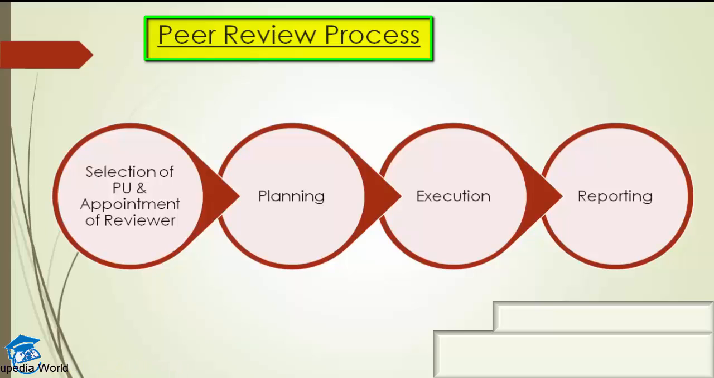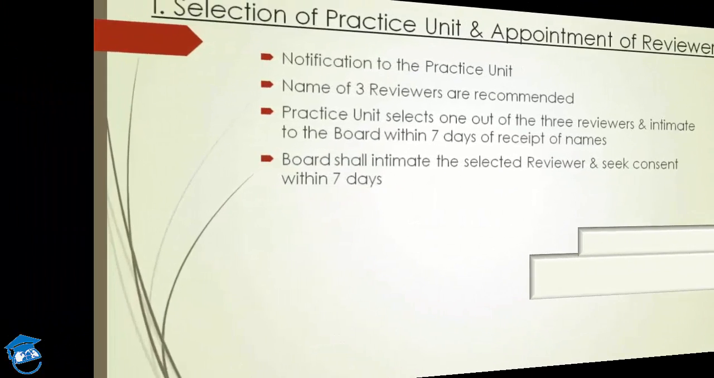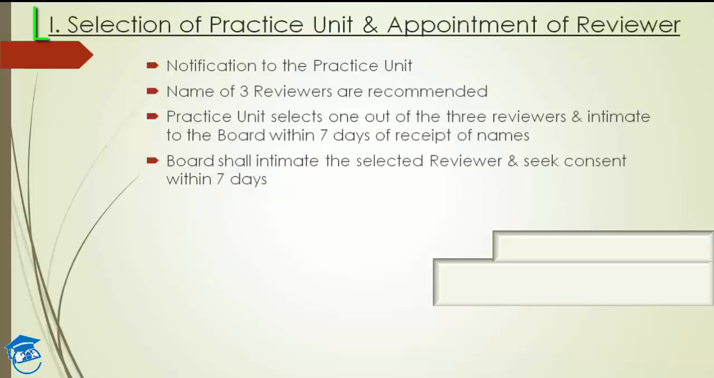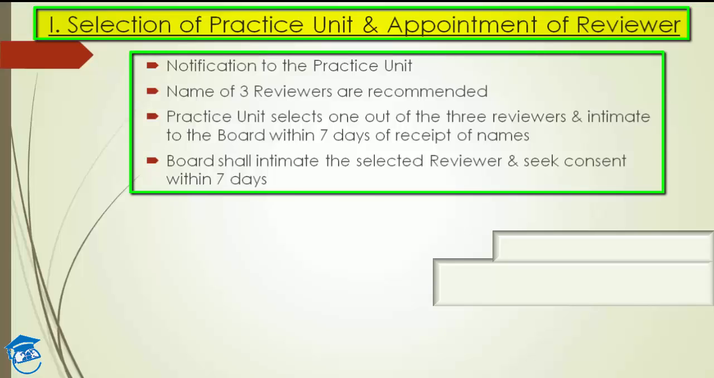So number one process, selection of PU and appointment of reviewer, following the planning, execution, and finally concluding with your reporting. Perfect, guys. Let's move towards each one of these processes one by one in order to get the complete understanding of the peer review process, marking the beginning with the first one, the selection of practice unit and appointment of reviewer. Number one, you need to notify. Notification is sent to the practice unit, that is the auditor, who will be under the review in that particular case.